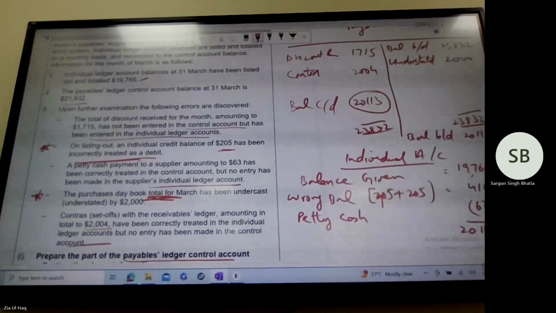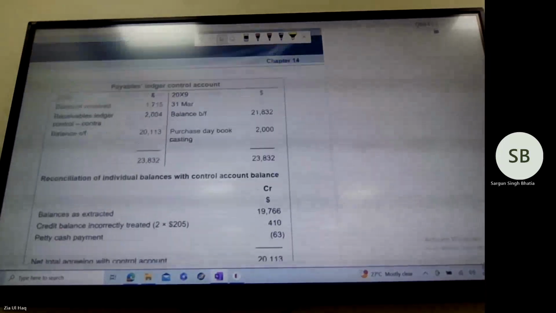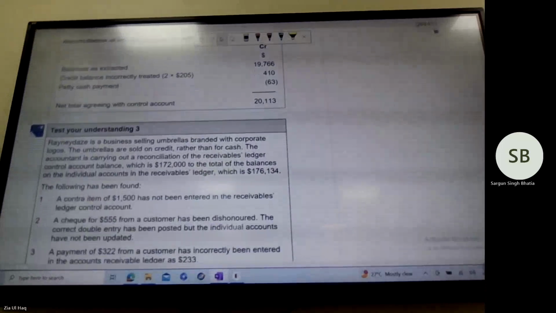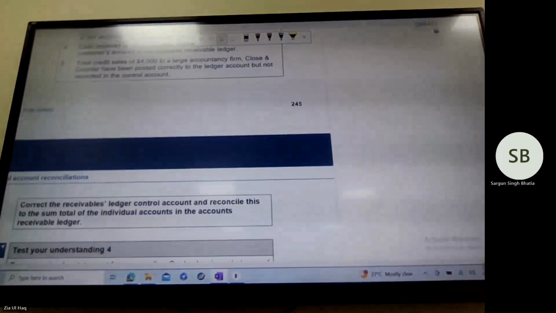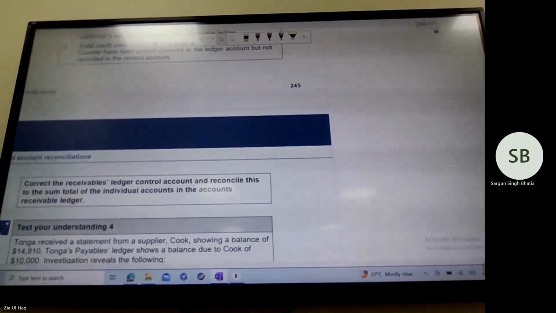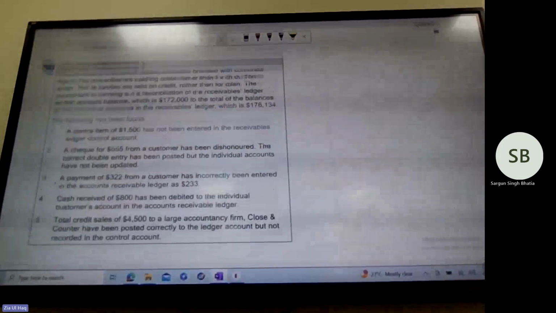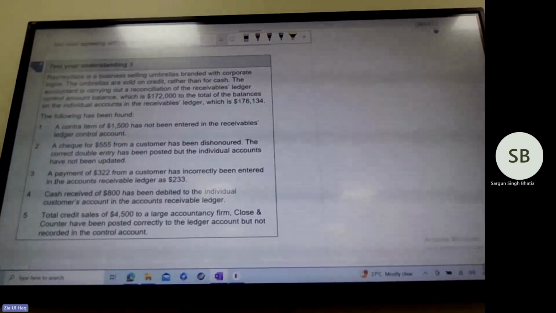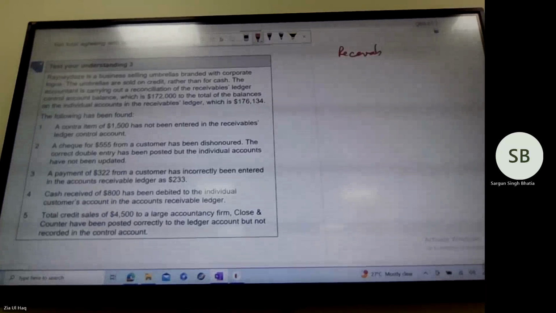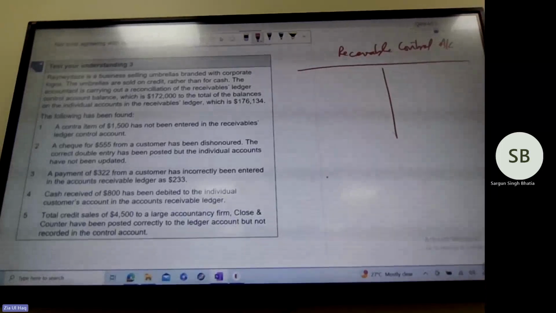Now moving forward. So these are the steps. You don't need to learn these steps. Test your understanding 3. What we need to do? Correct the receivable ledger control account and reconcile this to the sum total of individual accounts in the accounts receivable. Again, we need to perform reconciliation, but for receivable rather than payable. This means we need to open the receivable control account and the individual receivable account.